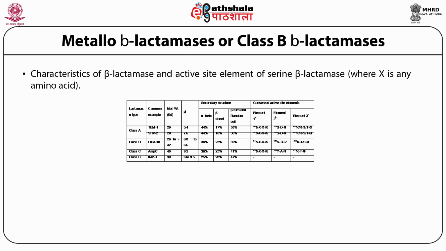Here in the table you can see the different characteristics of beta-lactamases and their active site elements. Here you can see class A has a secondary structure of 44% alpha helix, 17% beta sheet and 39% beta turn. Although this is explained for a given reference, that is TEM-1, similarly for other classes we also have differences in the secondary structure. The most important point here is elements 1, 2 and 3. They are important for catalysis by serine beta-lactamases.